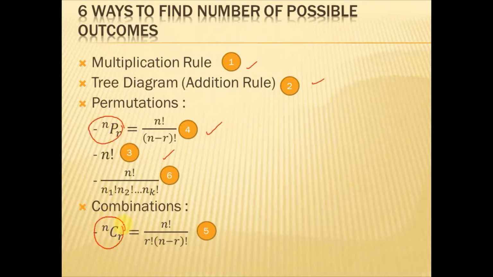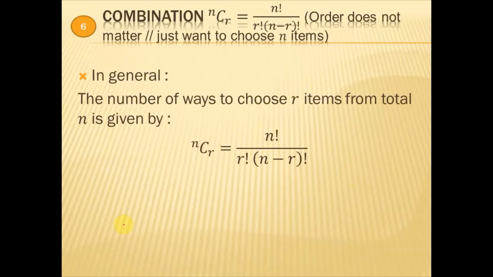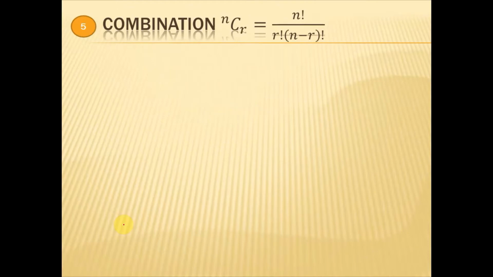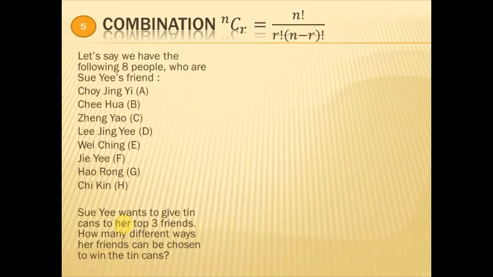Now let's look at apa beza dia dengan C. Okay, so kalau C, in general the number of ways to choose R items from N is given by... Contohnya kita tengok pada this one tadi, pasal friend tadi. Contohnya ada 8 people who are Sui's friends and Sui wants to give tin can to her top 3 friends. How many different ways can her friends be chosen to win the tin can?